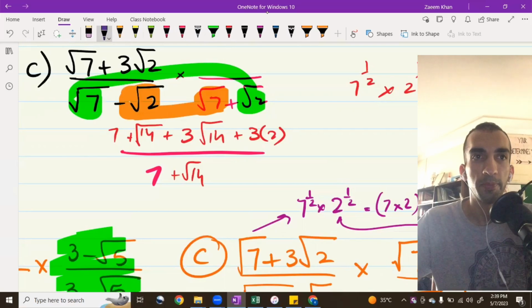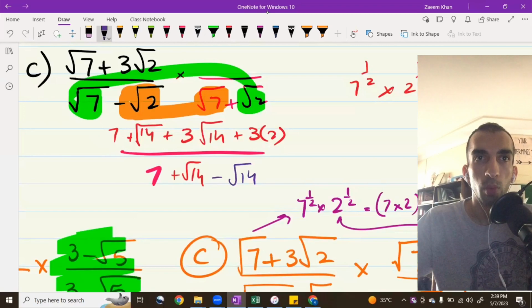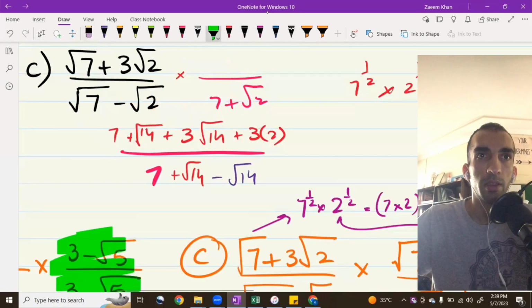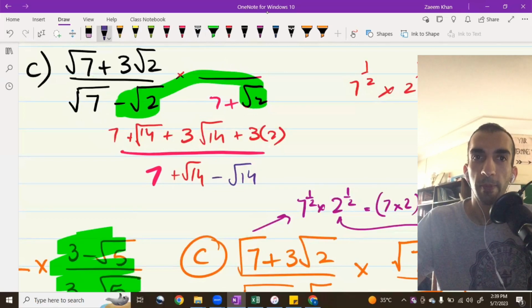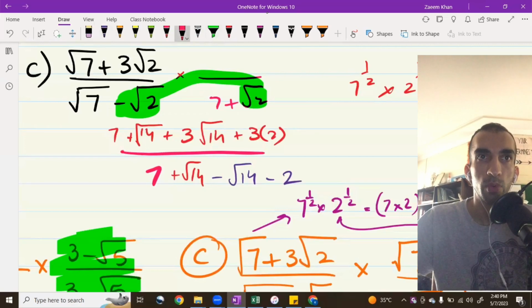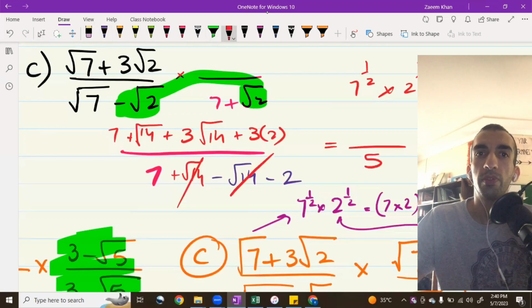Would it just be minus square root of 14? Minus square root of 14. But why? Because it's the same process, just minus. Same process with the negative sign. Makes sense. And if I were to multiply this with this, what do I end up with? Minus 2. Now, if you quickly take a look, plus square root of 14 and minus square root of 14 cancel out. In the denominator, we're just left with the number 5.